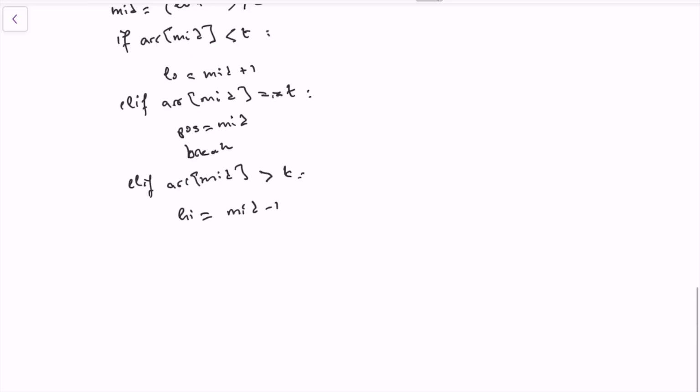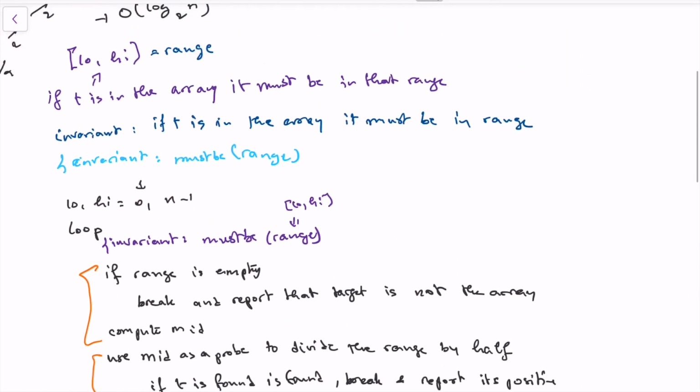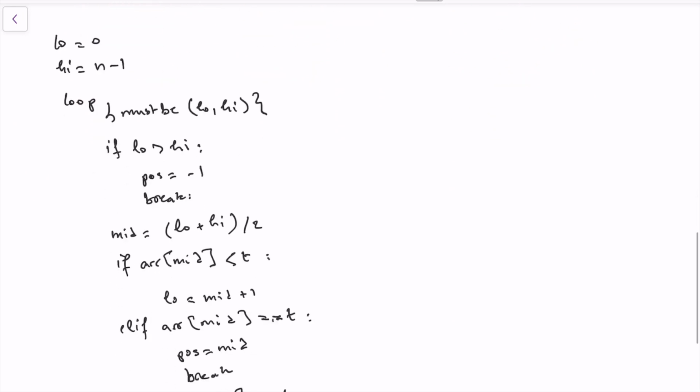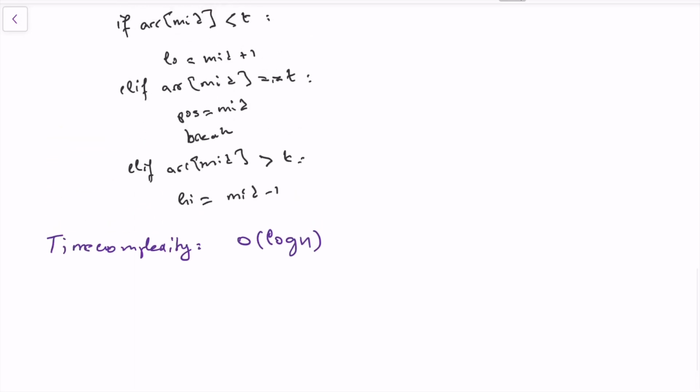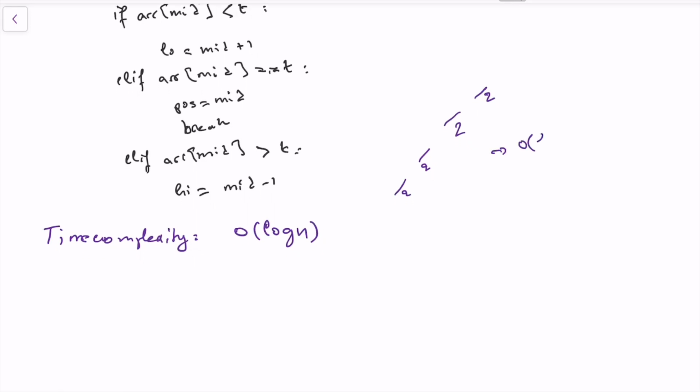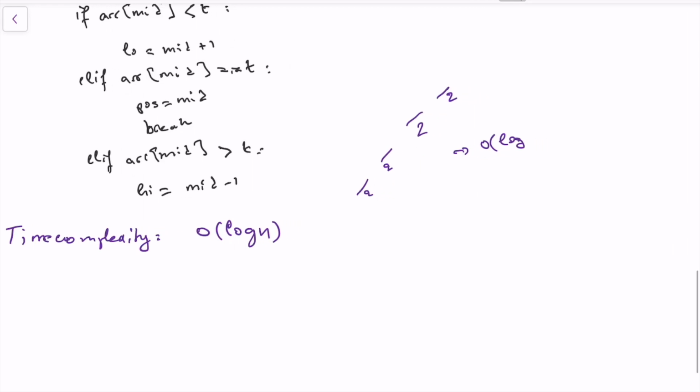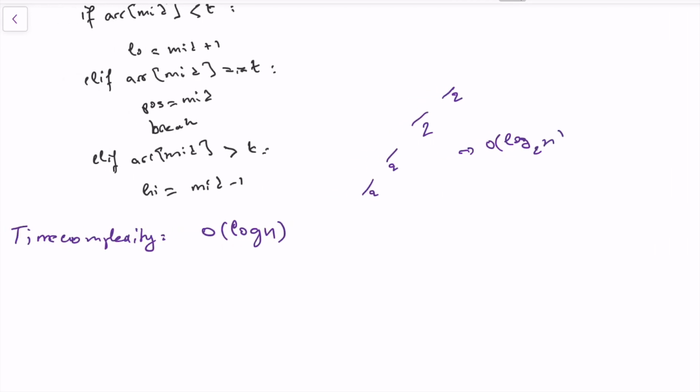Just to get an idea of how efficient this is, I didn't mention exactly what the time complexity is. The time complexity of binary search is of course log n. This is basically because at every step of the algorithm we divide the range by 2. We keep dividing the range by 2, and whenever you do this, the loop has to end after log base 2 of n steps, and so the time complexity is log n.